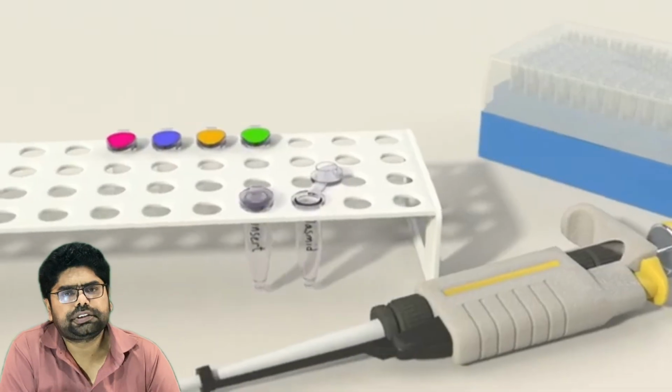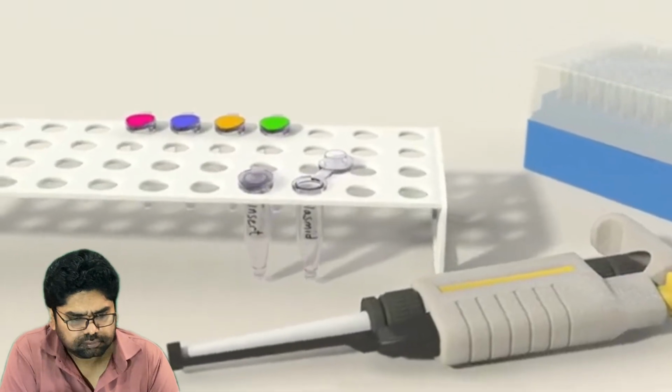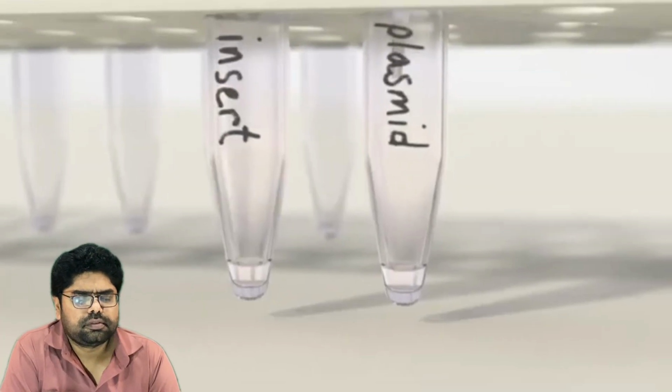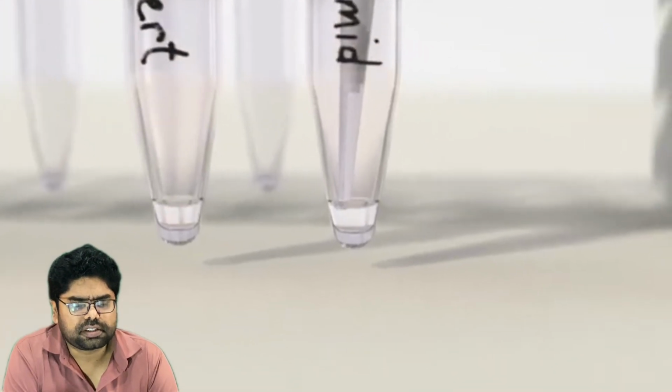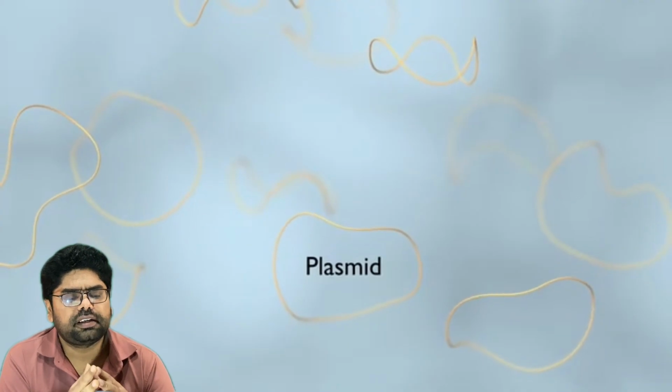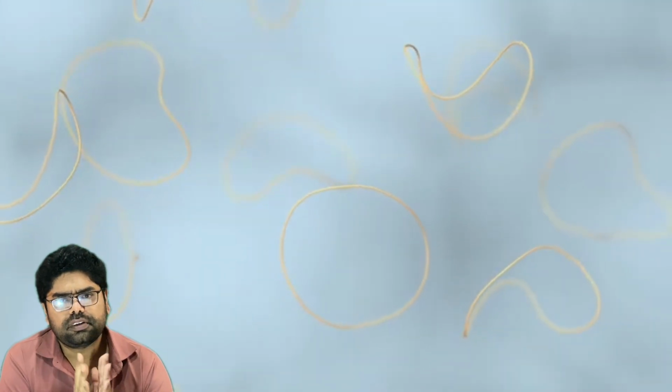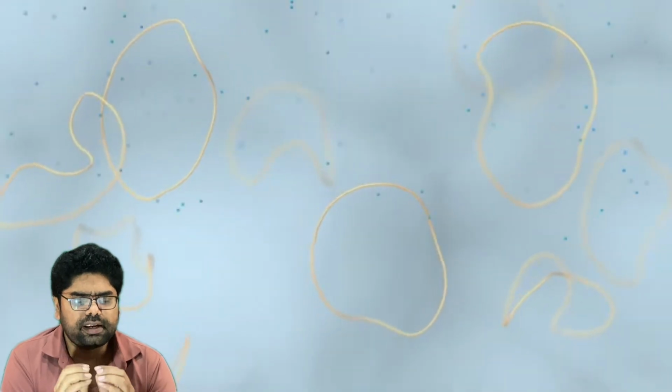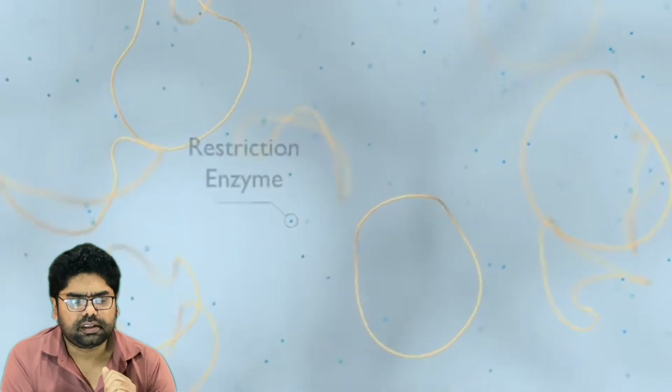So in this video lecture, we will study the restriction enzyme. First of all, we will see what restriction enzymes are. Restriction enzymes are basically molecular scissors that cut double-stranded DNA molecules at specific sites. They are found naturally in bacteria and various prokaryotes. This is an important tool for manipulating DNA.